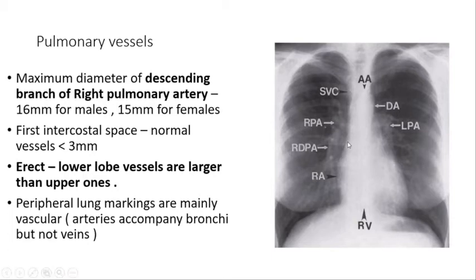We also have to keep in mind the effect of gravity on the pulmonary vessels. In the erect position, gravity acts, so there is more vascular prominence in the basal portion of the lungs with respect to the effects of the heart. So the vessels of the lower lobes are larger than those of the upper lobes. So don't take it as a pathology.